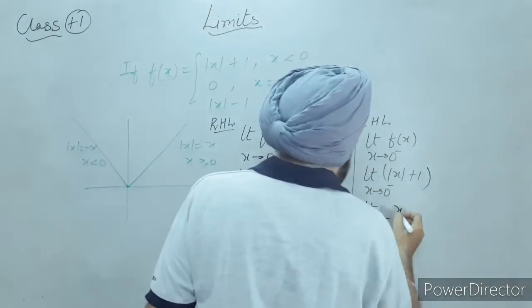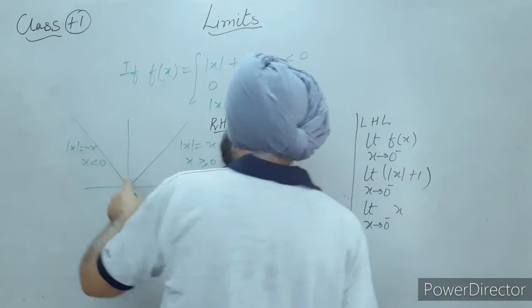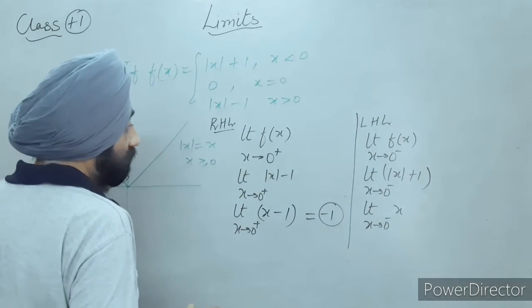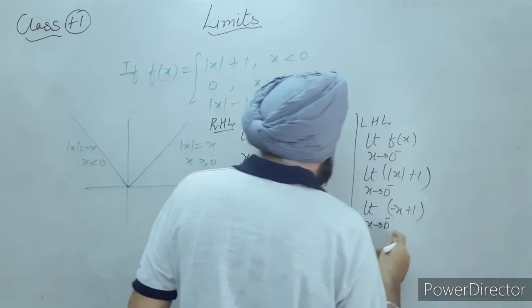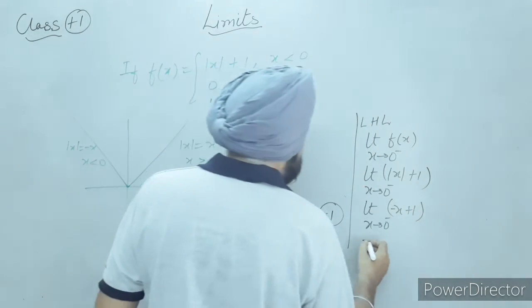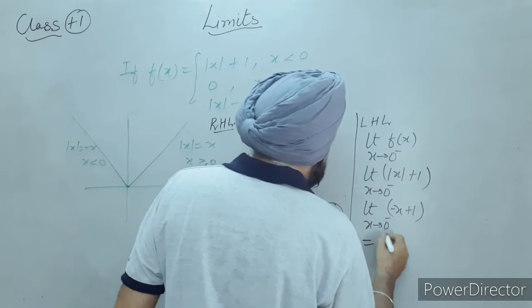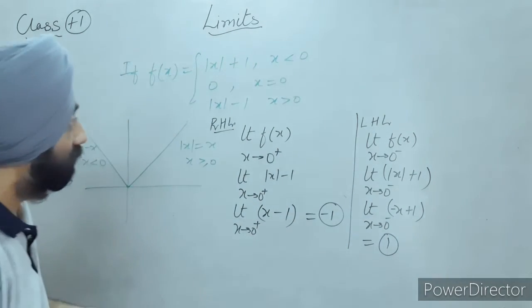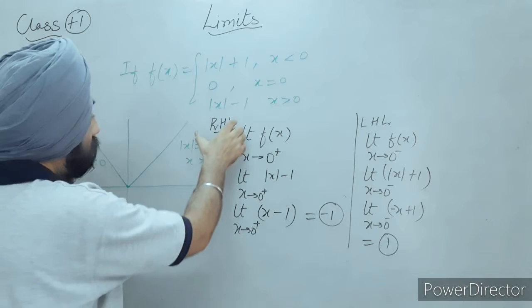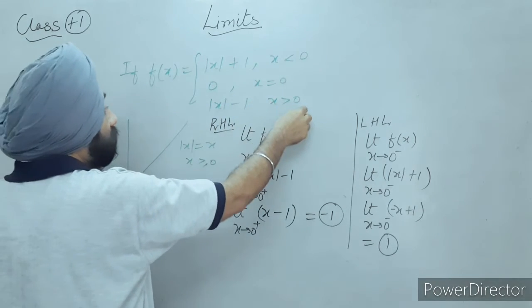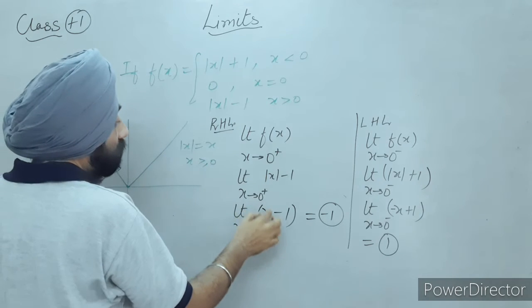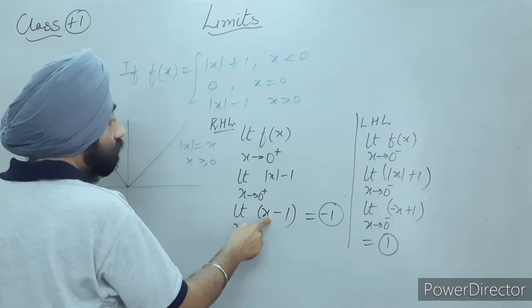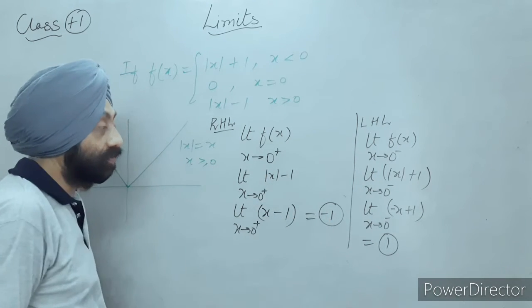Now as x approaches 0 negative, mod of x is minus x, since x is less than 0. This is minus x plus 1. Now substitute x equals 0 over here, I get 0 plus 1. The answer is 1. Right? What I did for the right hand limit, x greater than 0: the function has this value, mod of x is equal to x, so x minus 1. Put x equals 0 over here, I get the answer as minus 1.